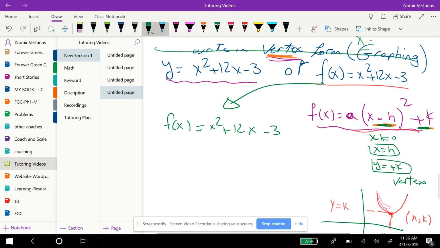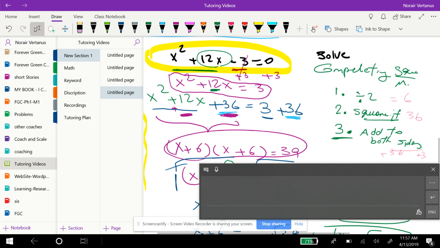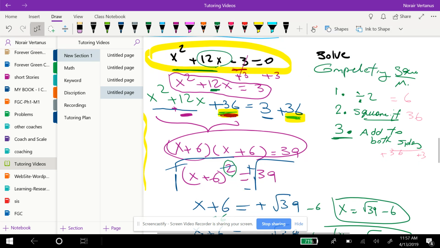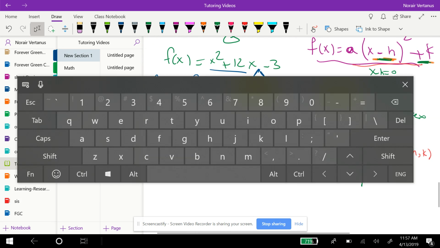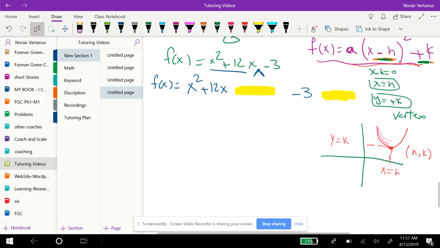What you're going to do is rewrite it like the previous case, x squared plus 12x, and create some space, moving negative 3 to the right. I need to add a number and subtract a number and put it here. Before, we were adding the number to both sides of the equation. See here, we added 36 to both sides. In this case, we're just dealing with one side of the equation, so you just need to add and subtract that number.